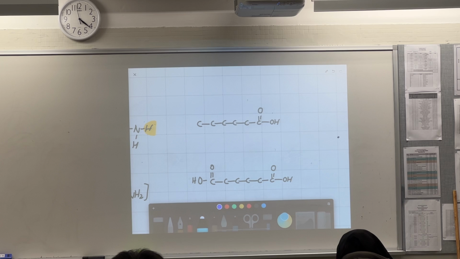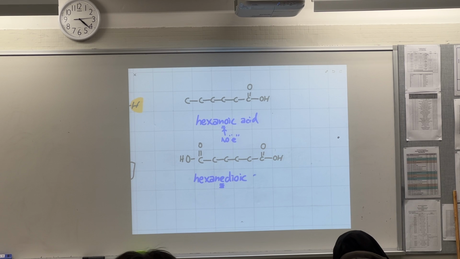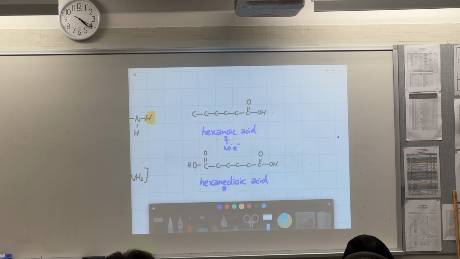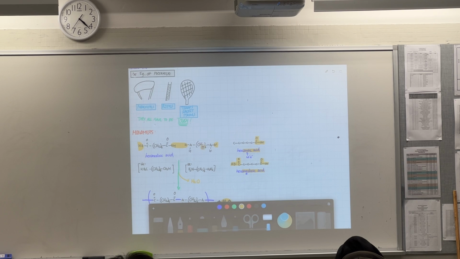Write it down if you forget about this already. This is hexanoic acid. There's no E in here. But when you see 2 carboxylic acid groups, you need to put back an E, and then you need to change it to hexanedioic acid. Is that clear? Just put this on the side if this is unfamiliar for you. So you have hexanoic acid, and hexanedioic acid if you see 2 COOH groups. Now, what about this guy? This should be easy.